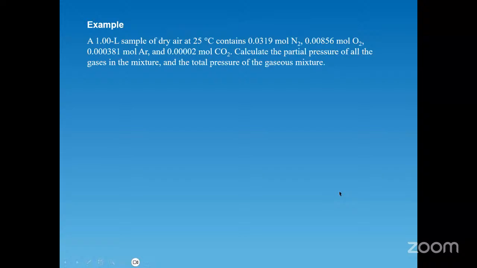Okay, so let's look at this example. This question says you have a 1 liter sample of dry air at 25 degrees Celsius, and it gives you the moles of each of the gases, right? As I said before, most of the air that we breathe is nitrogen, 0.0319 moles, and then the next most abundant gas is oxygen, and then we have some other gases in smaller amounts. So the question gives you the volume and the moles of each of them, and the question is asking you to calculate the partial pressure of all the gases in the mixture and the total pressure of the gaseous mixture.